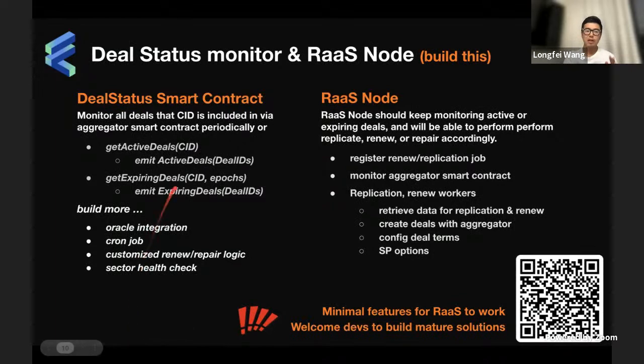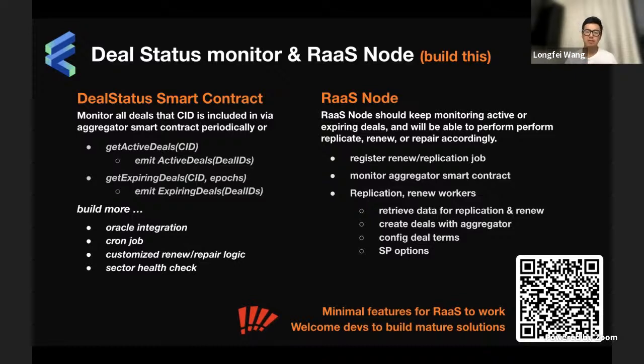For example, if we look at the deal status smart contract, currently what we designed it for is what the client has stored for their CID, and this contract will be able to get a list of the deals and monitor those deals periodically. So there are 2 functions that we provide. One is get active deals, which we'll use to determine if there are enough replications for this CID on chain. And the second one is get expiring deals, which is used to determine if there's any deal expiring that we need to renew.